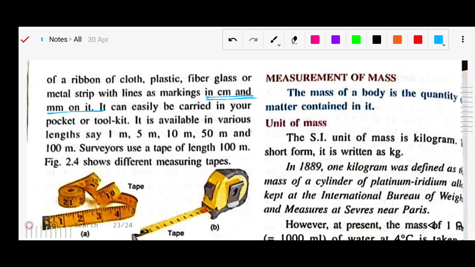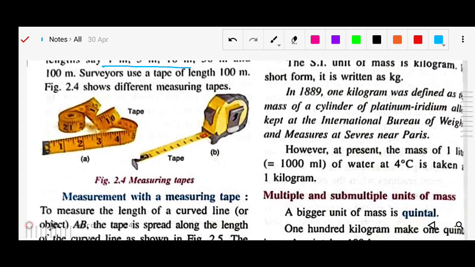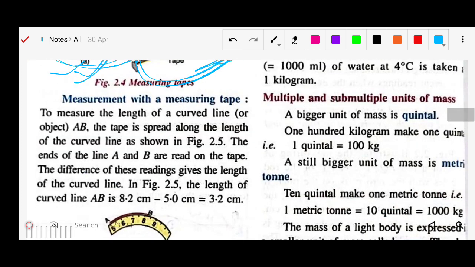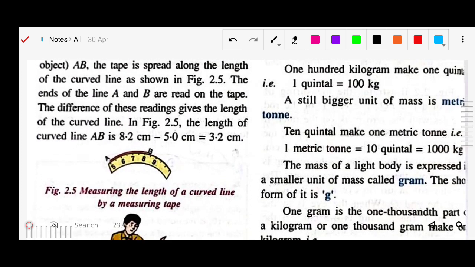It is available in various lengths. It could be of 1 meter, 5 meter, 10 or 50. You might have seen this kind of tape when you give your measurement to the tailor. Even the carpenters working at your homes use these tapes. So these are the different shapes and structures we have, and measuring tapes of different lengths are available. With the help of this we can measure.